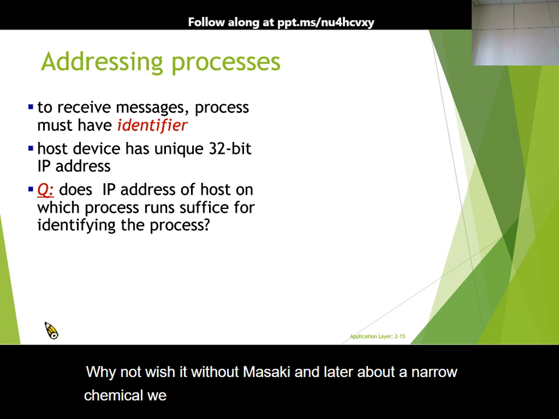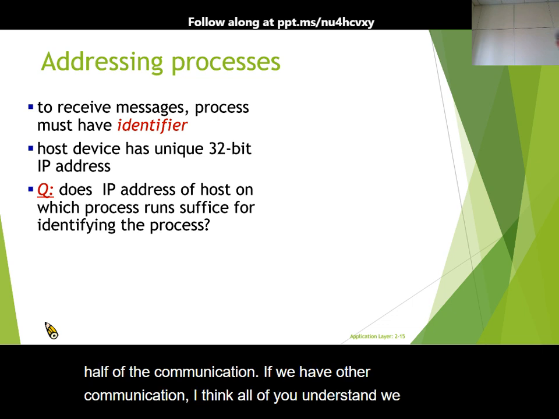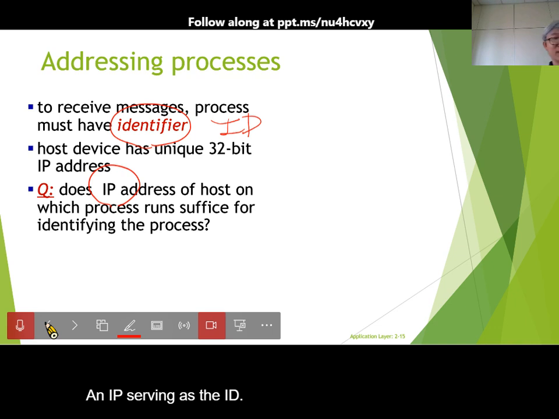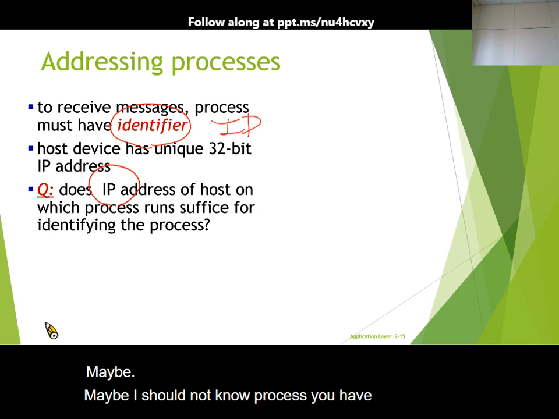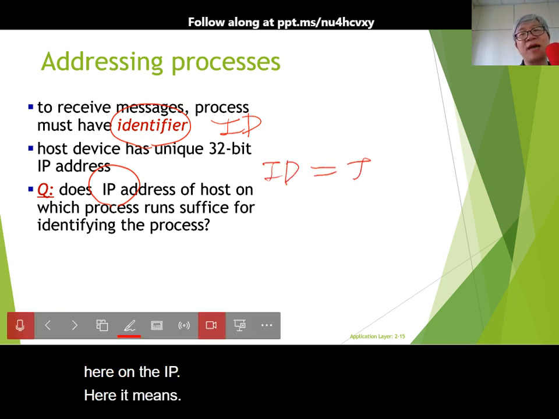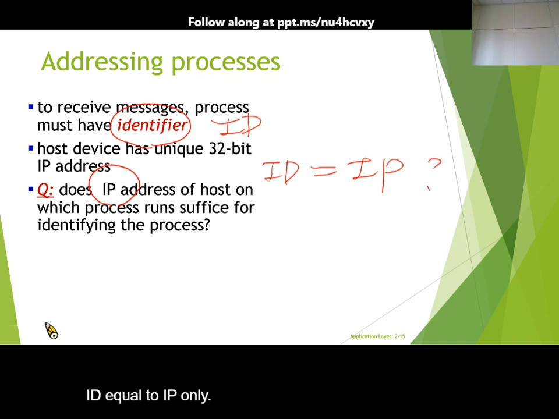And right now, let's get back to communication. If we have communication, I think all of you understand we should have an IP, right? And IP serves as the ID. A process should have an ID, but is the ID here only the IP? ID equal to IP only? Of course, no. For the actual one, we should have IP plus port number.